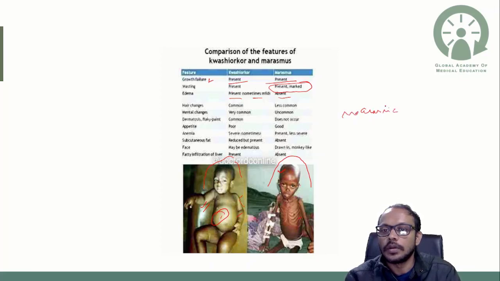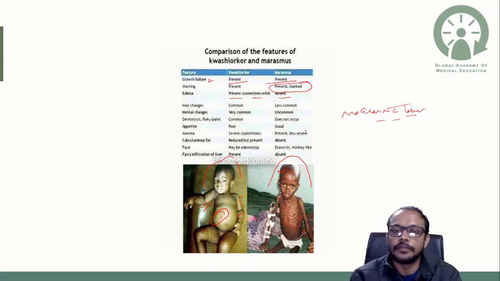Okay. Marasmic kwashiorkor is there. So that is kwashiorkor and marasmus, where both of the features overlap. There may be both of the features in one child. Mental changes are very common in kwashiorkor. It is uncommon in marasmus. Flaky paint dermatosis is common in kwashiorkor.